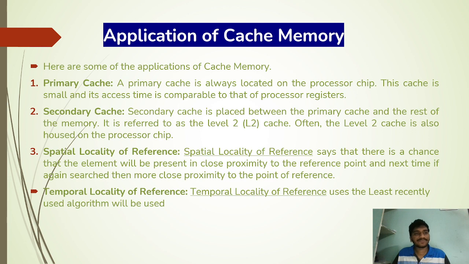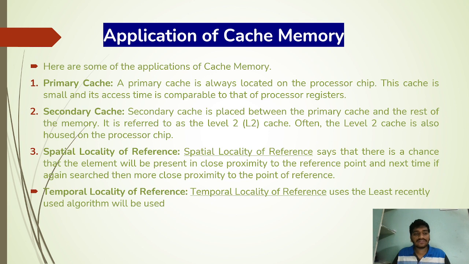Applications of cache memory. Here are some of the applications of cache memory. The first one is the primary cache. A primary cache is always located on the processor chip. This cache is small and its access time is comparable to that of processor registers. The second one is the secondary cache. The secondary cache is placed between the primary cache and the rest of the memory. It is referred to as the L2, or level 2, cache. Often, the level 2 cache is also housed on the processor chip.